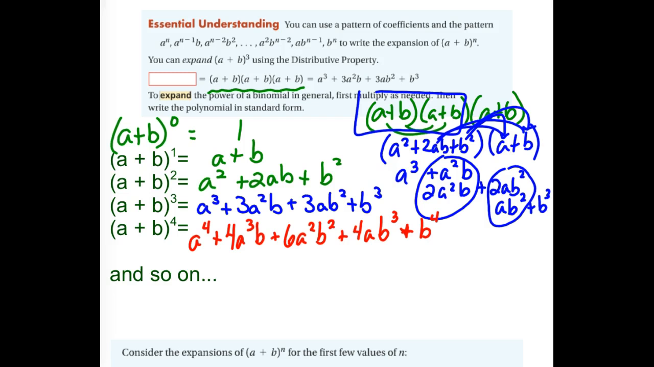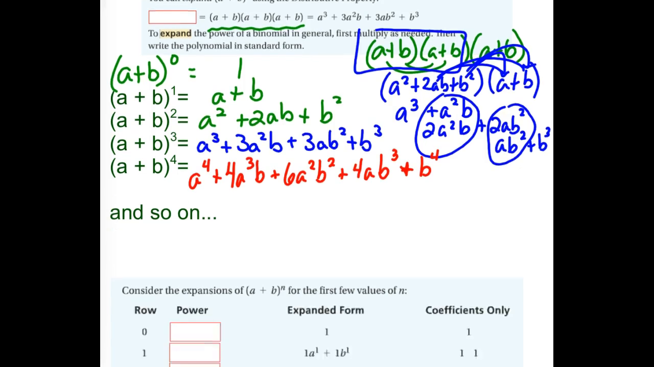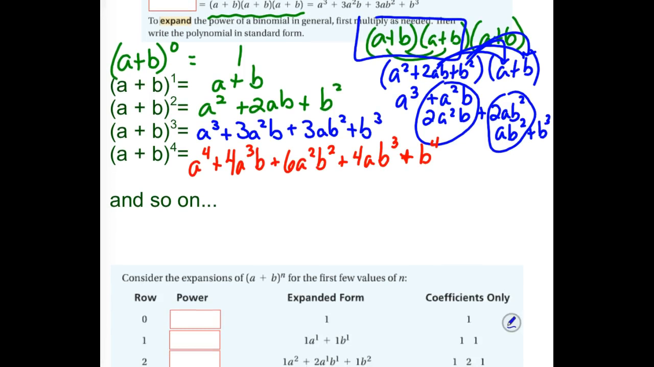The B's go up. The power of B goes up. Okay, so let's look at the red one here on the bottom that's got the most. So here we had B to the first, second, third, fourth. What would this first one be? If we needed a B in there, could we say B to the 0? Would that work? Okay, what about the A's?